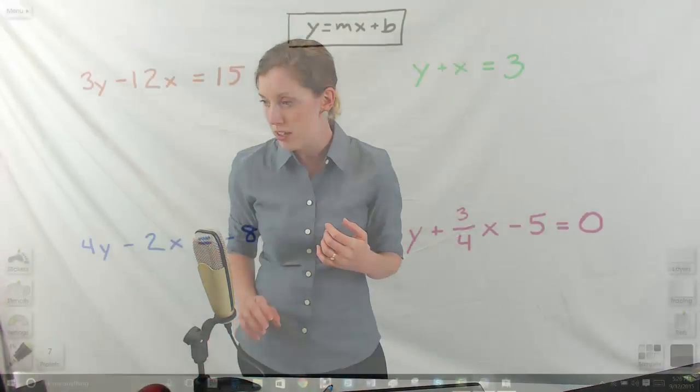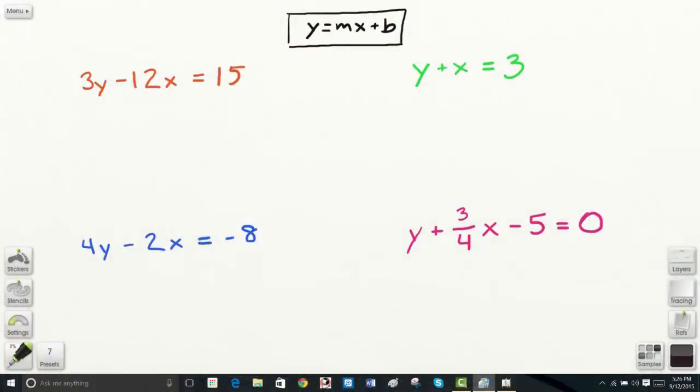If you're not sure what I would mean when I'm saying that, then take a look at these 4 examples that are a bit troublesome looking. So we have 3y minus 12x equals 15. We have y plus x equals 3. We have 4y minus 2x equals negative 8, and we have y plus 3/4 x minus 5 equals 0.